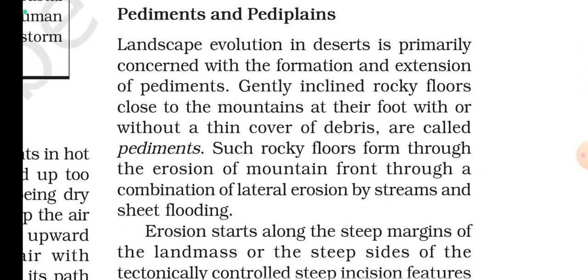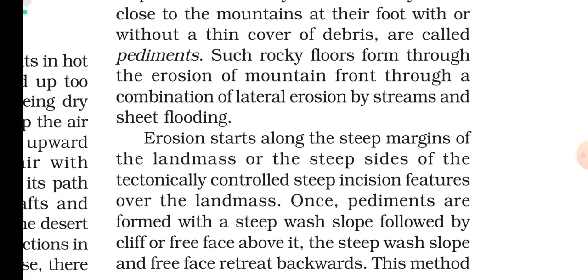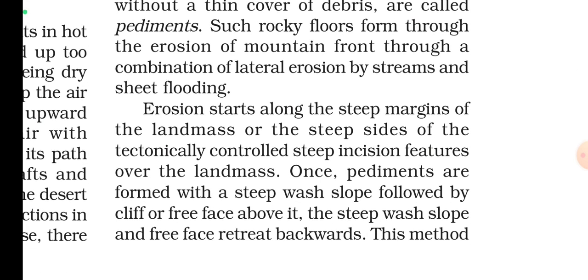Erosional landforms: pediments and pediplains. Landscape evolution in deserts is primarily concerned with the formation and extension of pediments. Gently inclined rocky floors close to the mountains at their foot, with or without a thin cover of debris, are called pediments. Such rocky floors form through the erosion of the mountain front through a combination of lateral erosion by streams and sheet flooding. Erosion starts along the steep margins of the landmass or the steep sides of the tectonically controlled steep features over the landmass. Once pediments are formed with a steep wash slope followed by a cliff or free face above it, the steep wash slope and free face retreat backwards.